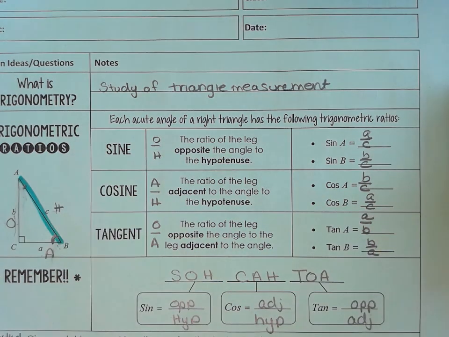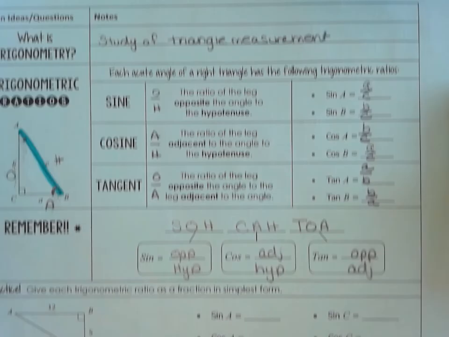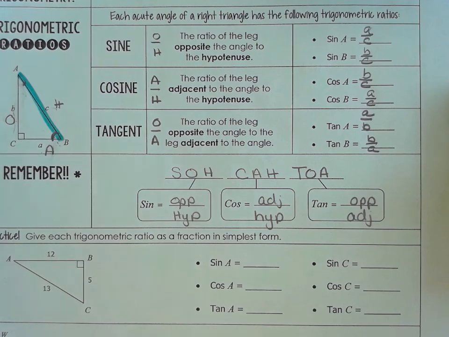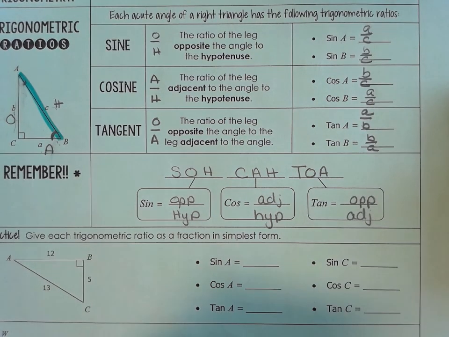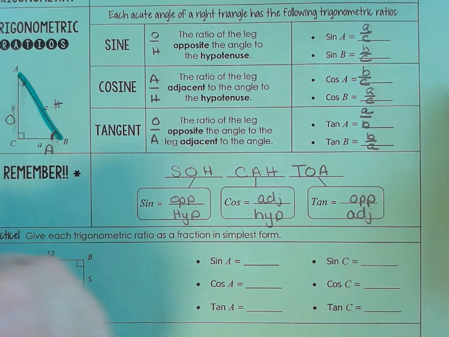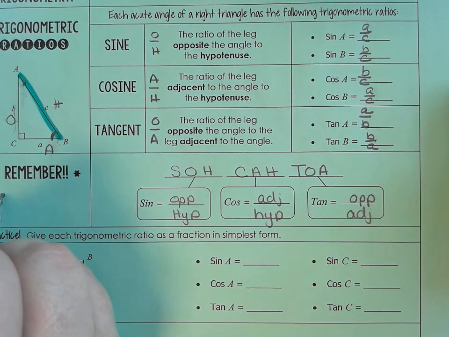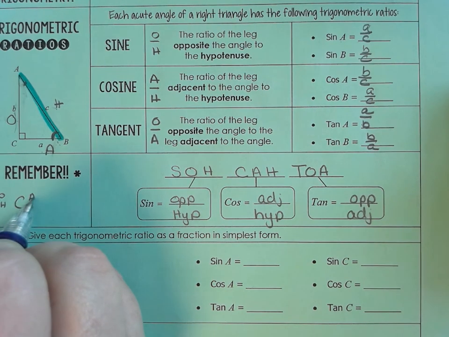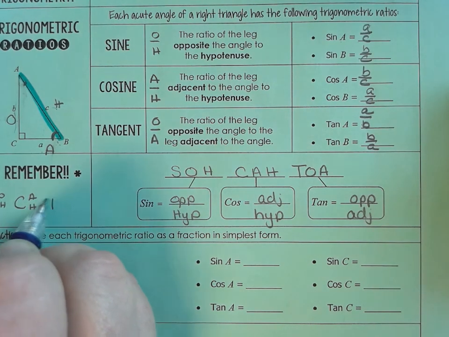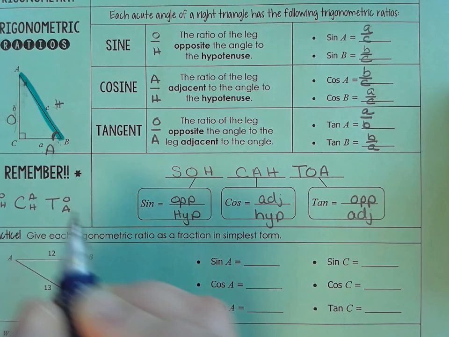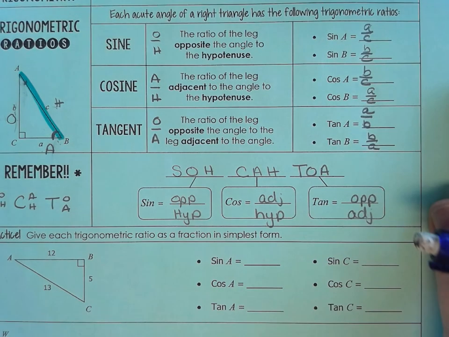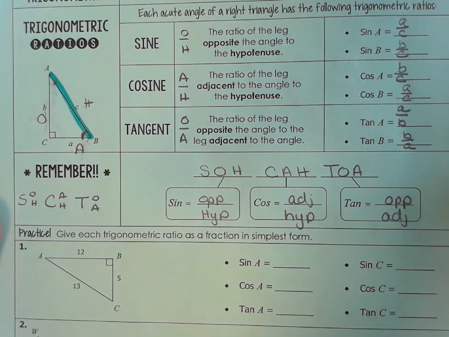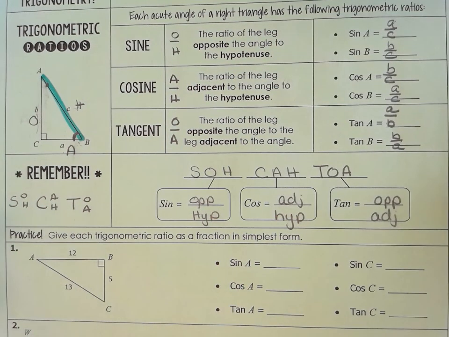Now, we use this little mnemonic device called SOHCAHTOA to help us remember what it means. And I very often use this where I just do sine is opposite over hypotenuse, cosine is adjacent over hypotenuse, and tangent is opposite over adjacent. You're going to see me write that a lot because I'm going to use that as a reference to help me figure out which trig ratio to use.